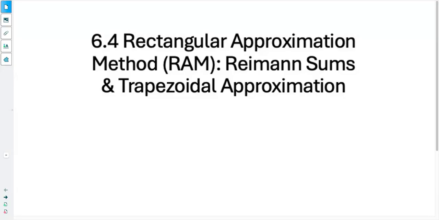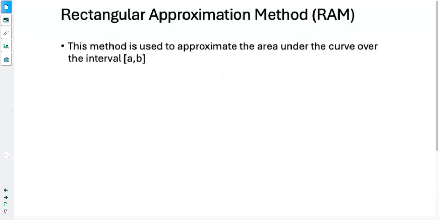Hi, today we'll be looking at the rectangular approximation method, which is often abbreviated as RAM. So with this, we're doing Riemann sums and trapezoidal approximation. With the rectangular approximation method, we use it to approximate the area under the curve over an interval from A to B. And we essentially do this by creating rectangles under our curve. Now, there's three different rectangular approximation methods, which we'll look through in the next few pages.